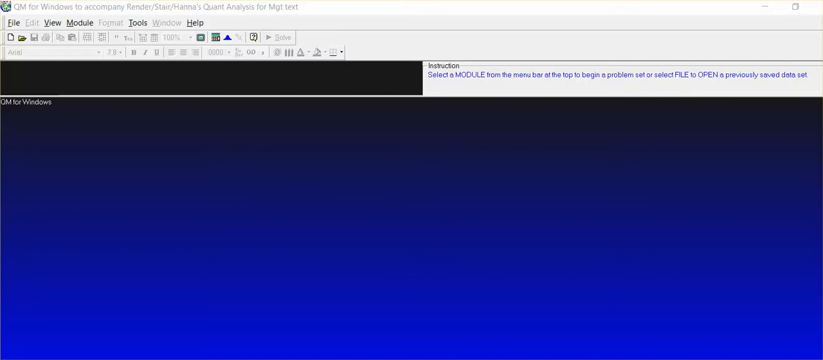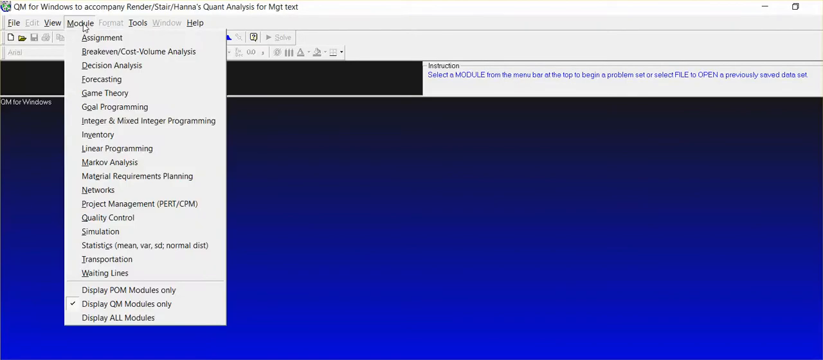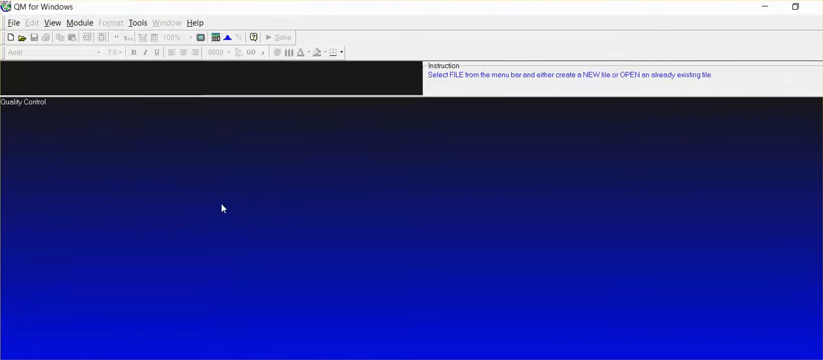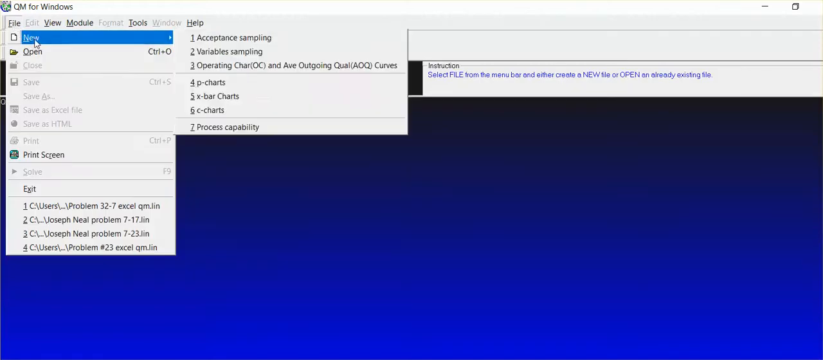So once again, as you can see, we're in QM for Windows. We're going to come over here, look at the module, come down to quality control, and under file, establish a new one. You can see 4 is P charts, 5 is X bar charts, and 6 is C charts. From our illustration in week 14, using that example, we're going to use P charts.